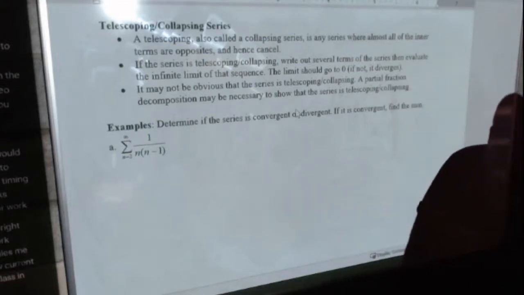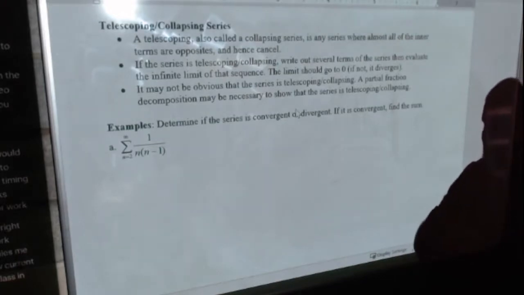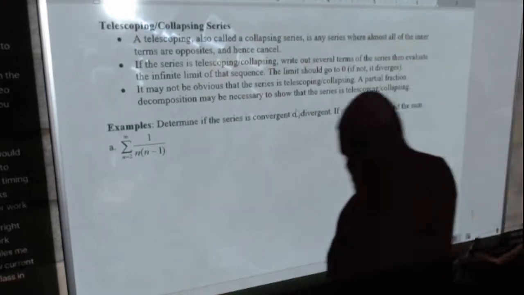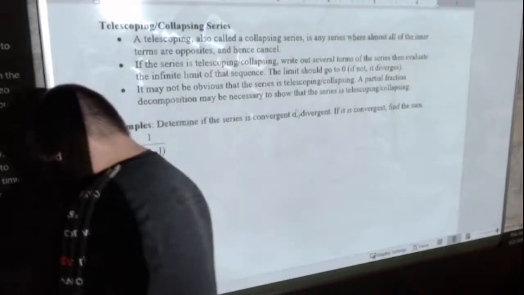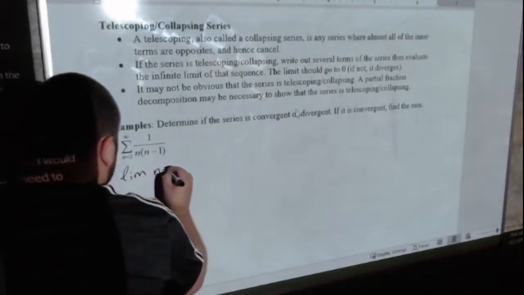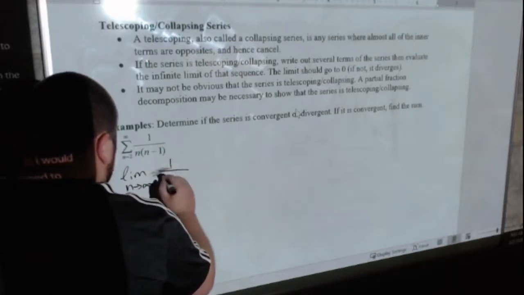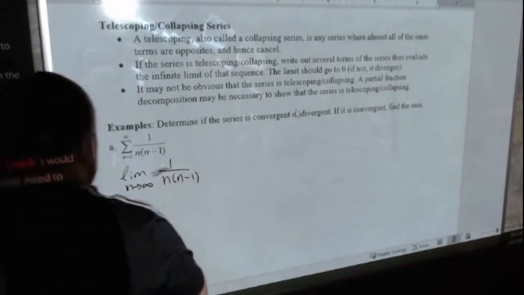So let's go ahead and try one. So first thing I have to do is take the limit of this. So I need the limit as n approaches infinity, 1 over n times n minus 1.